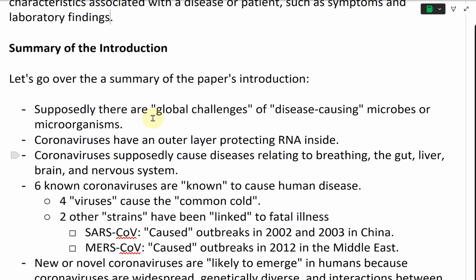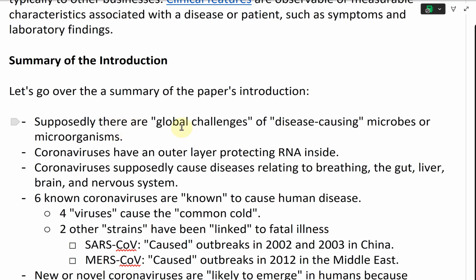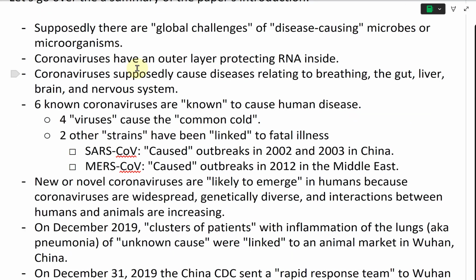So now let's go over a summary of the paper's introduction. So supposedly there are, quote, global challenges of, quote, disease-causing microbes or microorganisms. And coronaviruses have an outer layer protecting RNA inside. And coronaviruses supposedly cause diseases relating to breathing, the gut, liver, brain, and nervous system. So 6 coronaviruses are, quote, known to cause human disease. 4, quote, viruses cause the common cold. And 2 other, quote, strains have been linked to fatal illness.